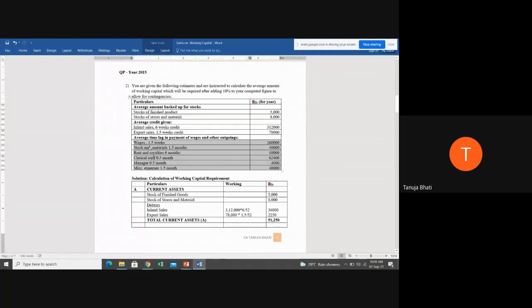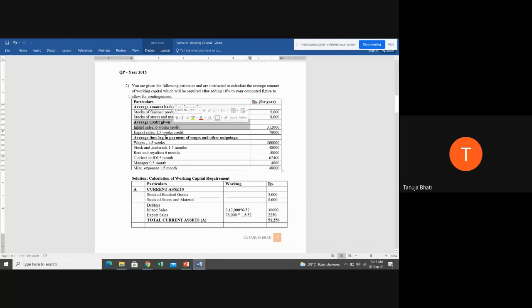So students, all these expenses, the outstanding lag in payment, will they come in current assets or current liabilities? Anyone tell me, where there has been a delay in payment, do all these expenses come in current liabilities or current assets? Yes, students. Current liabilities. Very good. Can anyone tell me, does stock of finished goods come in current liability or current asset? Current asset. Okay. Next, will stock of stores and material come in current liability or current assets? Yes, current asset. Very good.